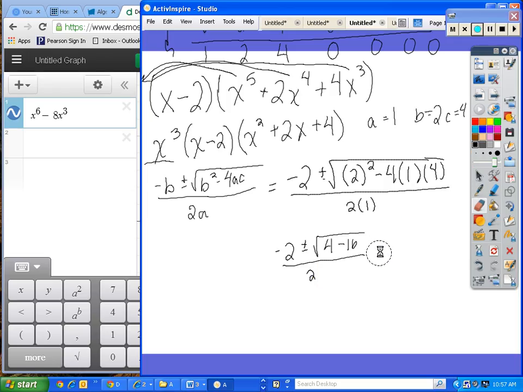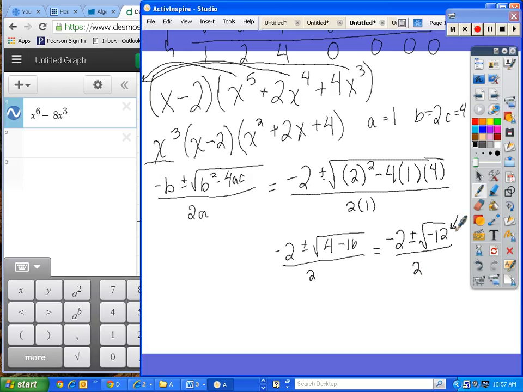So 4 minus 16 is going to be negative 12. So I have negative 2 plus or minus the square root of negative 12, divided by 2. What can I factor out of 12? What is a perfect square in 12? 4 is a perfect square in 12, so I can factor out a 4. I would not want to do 4 times 4. I would want to do 4 times 3 under the radical.